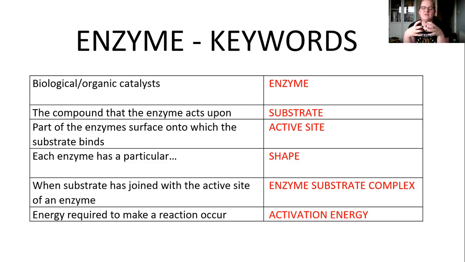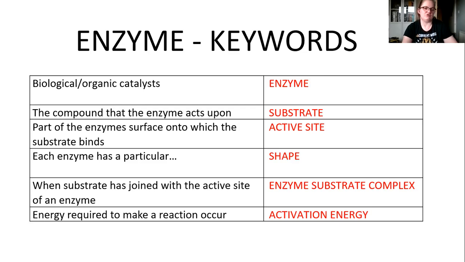And then we have that part of the enzyme that we've talked about loads when you've done GCSE, and that is the surface onto which the substrate binds, and we call that the active site. That's the part that has that specific shape that only allows a specific enzyme and a specific substrate to react and bind together. Because of that, each enzyme has a particular shape, and when our substrate and enzyme join together and bind, we call that an enzyme substrate complex.